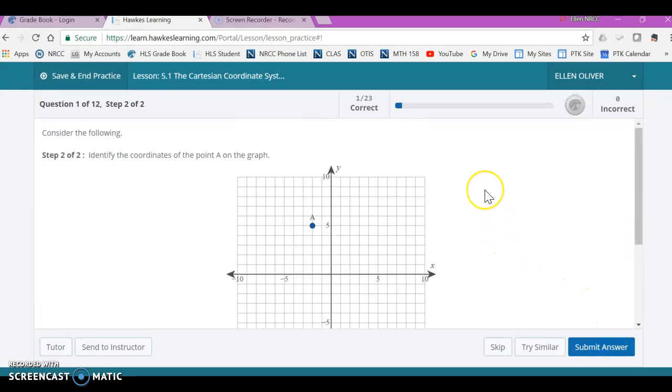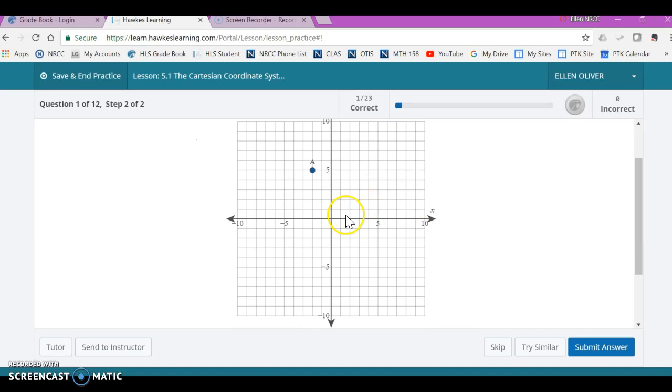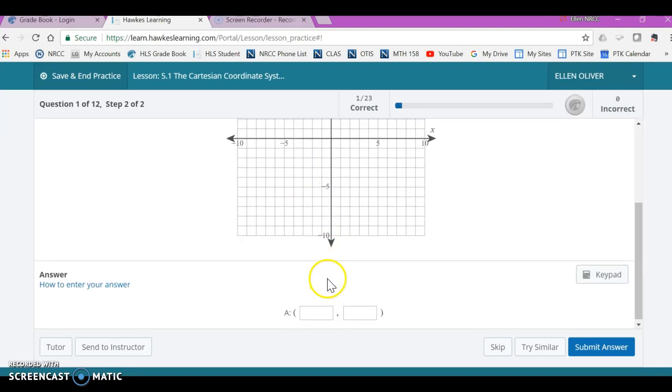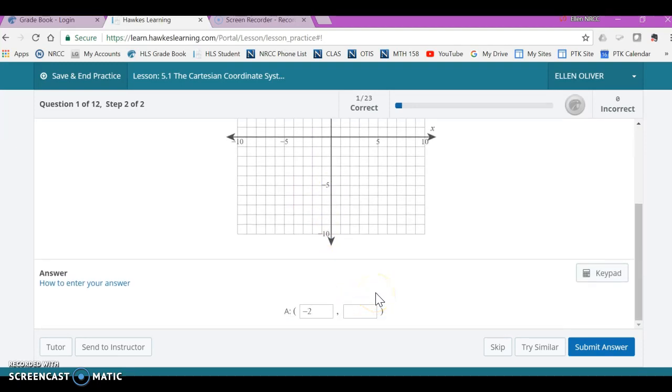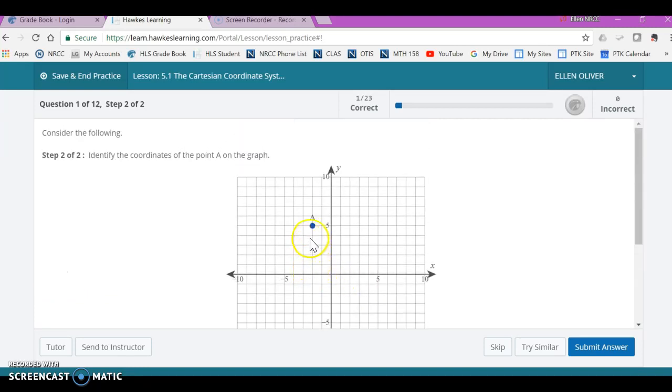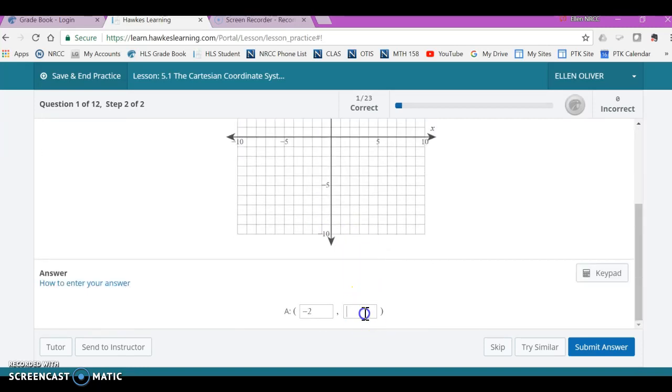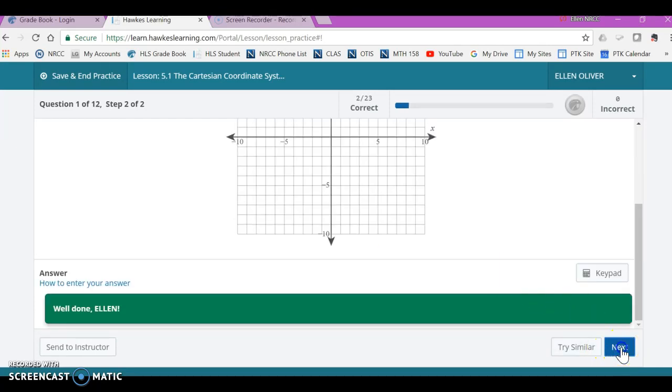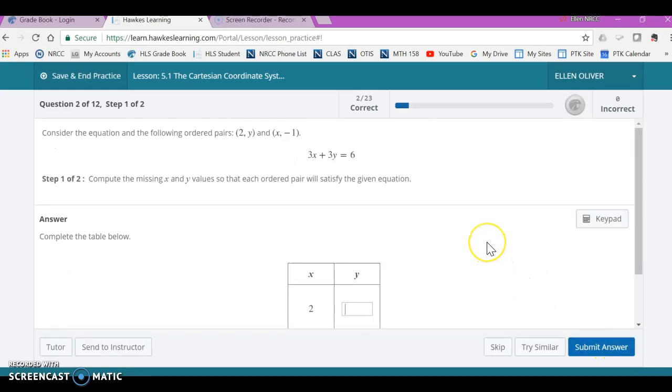All right, identify the coordinates of point A on the graph. Again, how do I get to this point from the origin? It's right or left first, and then up or down. So to get to A, I'm going to go left 2, so that's a -2 for my x coordinate. And then I go up 5, so that's a +5 for my y coordinate. That's working just fine. I feel like you guys probably can do this pretty well.